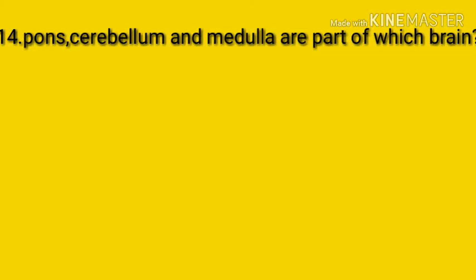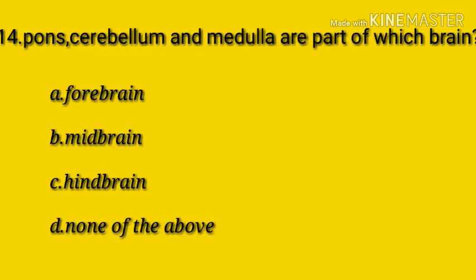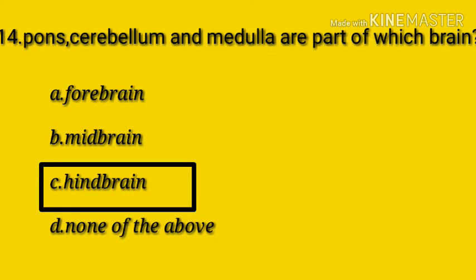Question number 14. Pons, cerebellum and medulla are part of which brain? Options A, forebrain; B, midbrain; C, hindbrain; D, none of the above. Answer is option C, hindbrain.